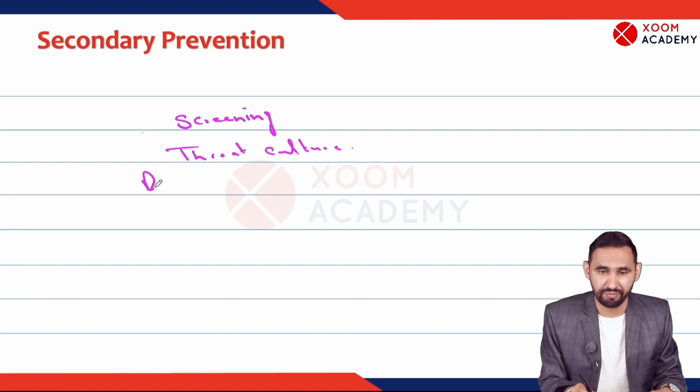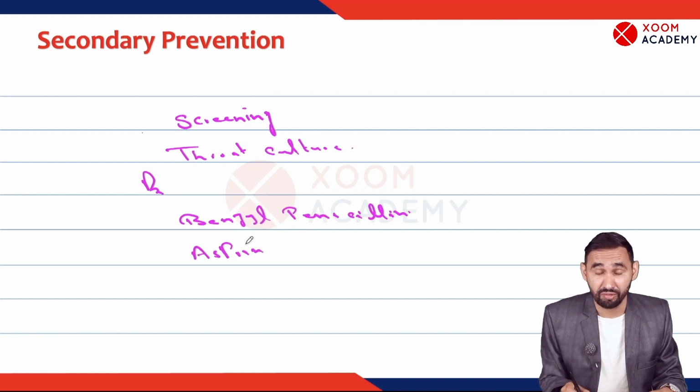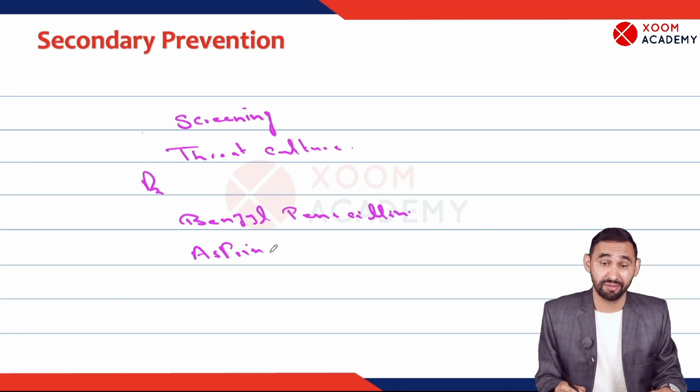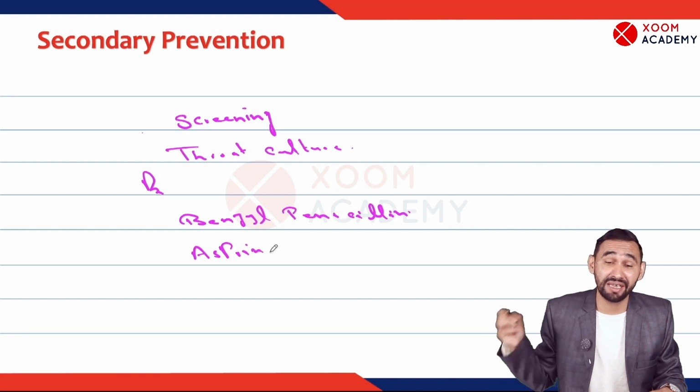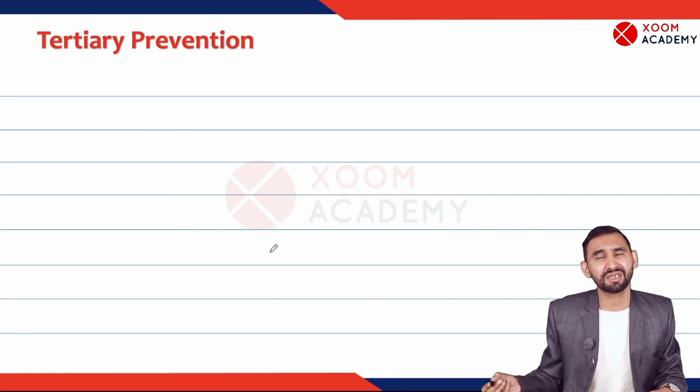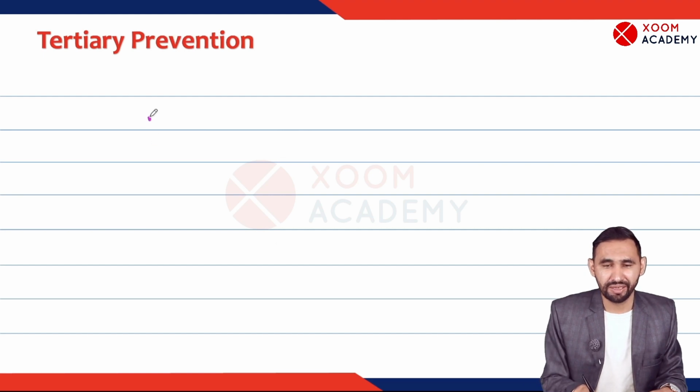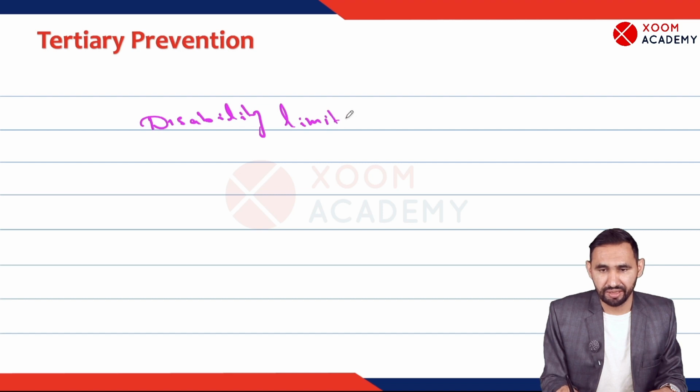What is treatment? Benzyl penicillin is drug of choice. Plus, we can give aspirin to reduce pain and fever. So there are two main drugs, benzyl penicillin and aspirin. What is tertiary prevention? We need to limit disability. While it's a long-standing disease, it can cause disability. And we need rehabilitation.